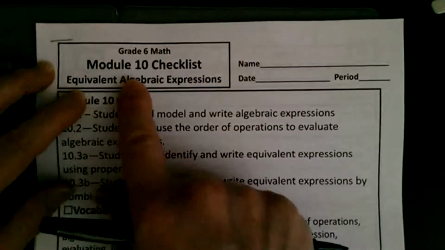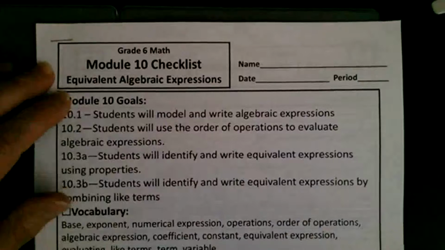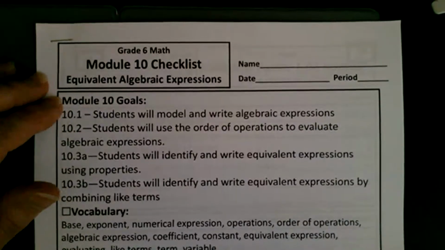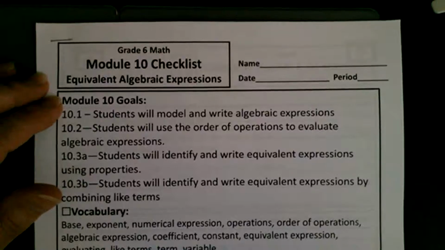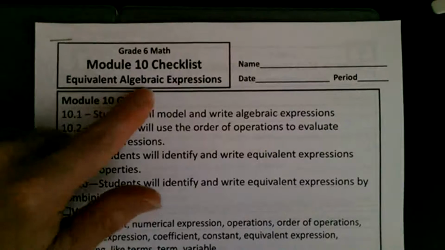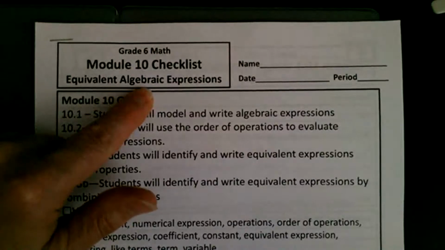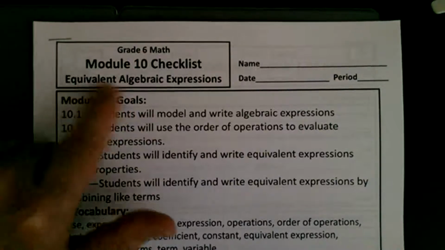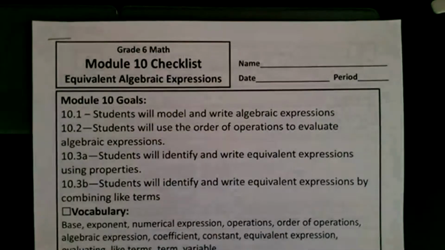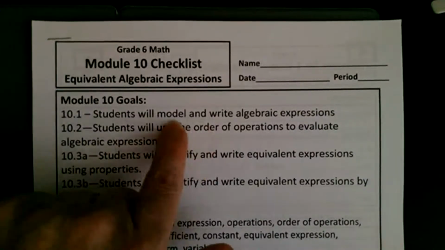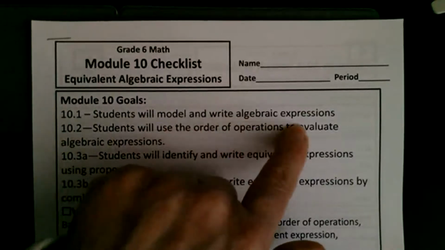Okay, we are now in Module 10. Module 10 is called Generating Equivalent Expressions. In Module 9, you were generating equivalent numerical expressions. In Module 10, we're going to work with algebraic expressions. That's how you say that word, algebraic. Equivalent algebraic expressions. So let's get started with lesson 10.1, where our goal is to write algebraic expressions.